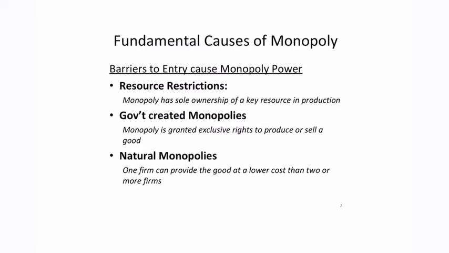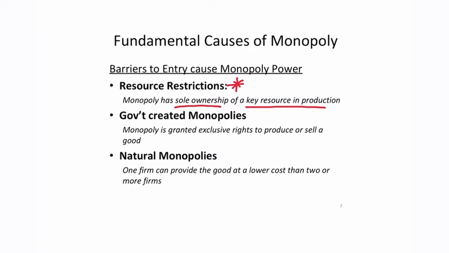There are a number of reasons why we would have a monopoly. Specifically, there are barriers preventing other firms from entering into the market and increasing the competition in the market. The first type of barrier is called a resource restriction. And this tells us that the monopoly is holding sole ownership of a key resource in production. So for example, many years ago, a company named De Beers had the monopoly on the diamond market. They owned somewhere north of 80% of all of the diamond production in the world.